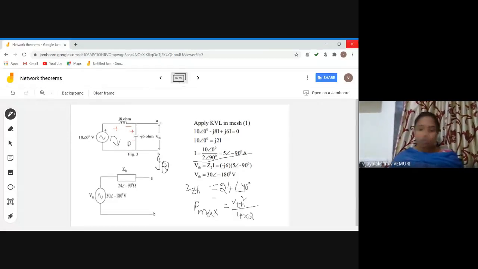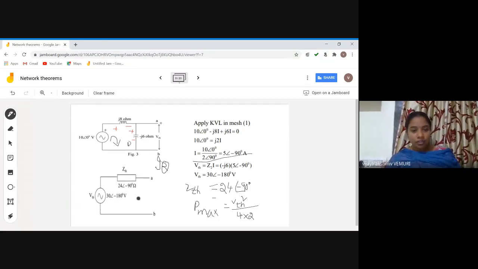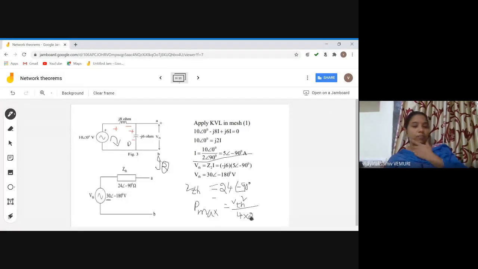This is another corollary in the maximum power transfer theorem. VTH square by 4 into 2. What is your VTH value? VTH is 30. So 30 square divided by 4 into 2, which is 8. That is your Pmax value.